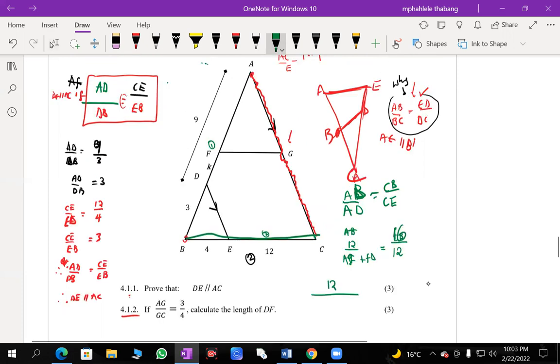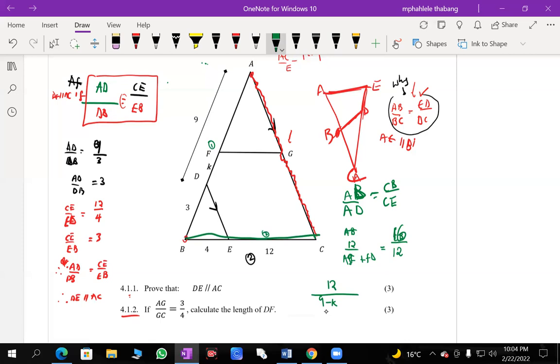It's going to be 12 over... I want to give you an opportunity. 9 minus K, again. AF, then FD. Plus K, again. K plus K. You are right. What you are doing is right.